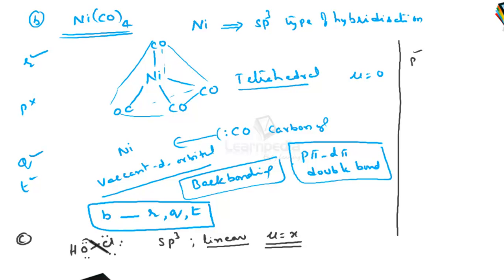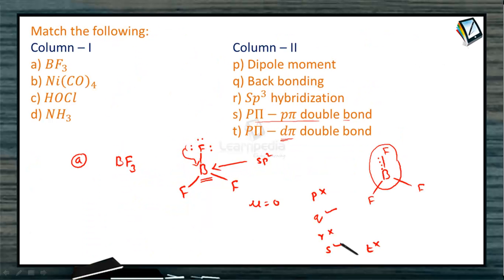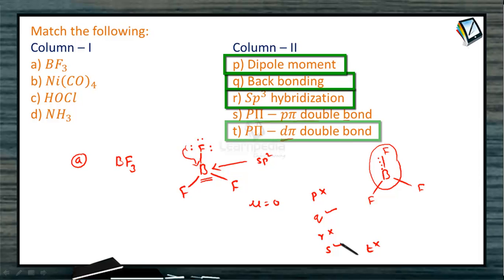And this oxygen with lone pairs of electrons will donate from its p orbital into the vacant d orbital of chlorine, resulting in p pi d pi bonding. So back bonding from the bonded atom to the central atom is there, but it is p pi d pi. So back bonding Q is right. Type of hybridization R is right, sp3 only, followed by T because it is p pi d pi bonding. So C goes with P, Q, R, T. All these are right options.